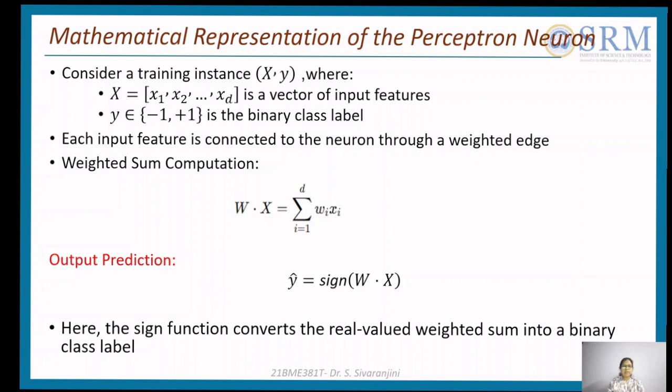So the weighted sum will be calculated. The weighted sum computation will be W into X, which is the summation over i of Wi into Xi. So the output prediction will be this weighted sum computation along with the sign function, right? This sign function converts the real valued weighted sum into a binary class label. So if we have only two linearly separable classes of data, a perceptron can work.